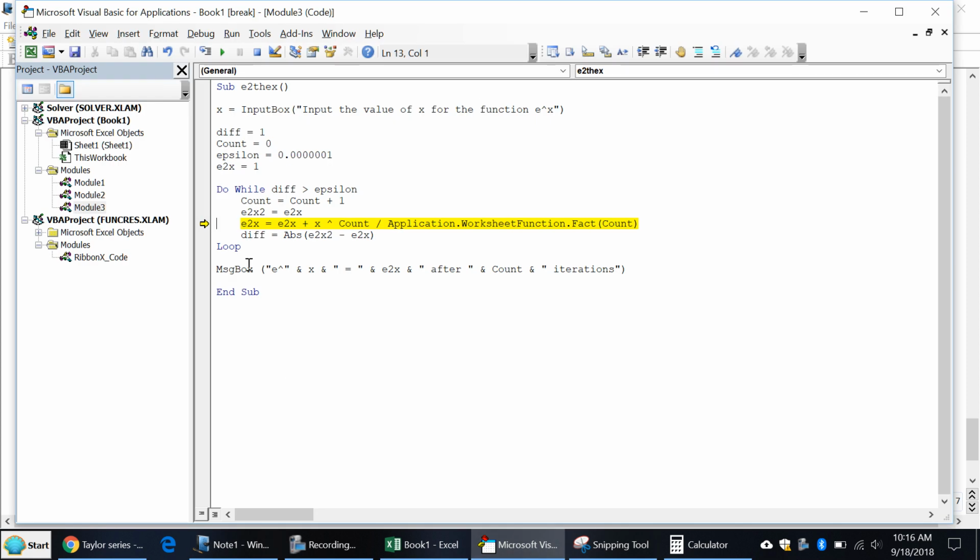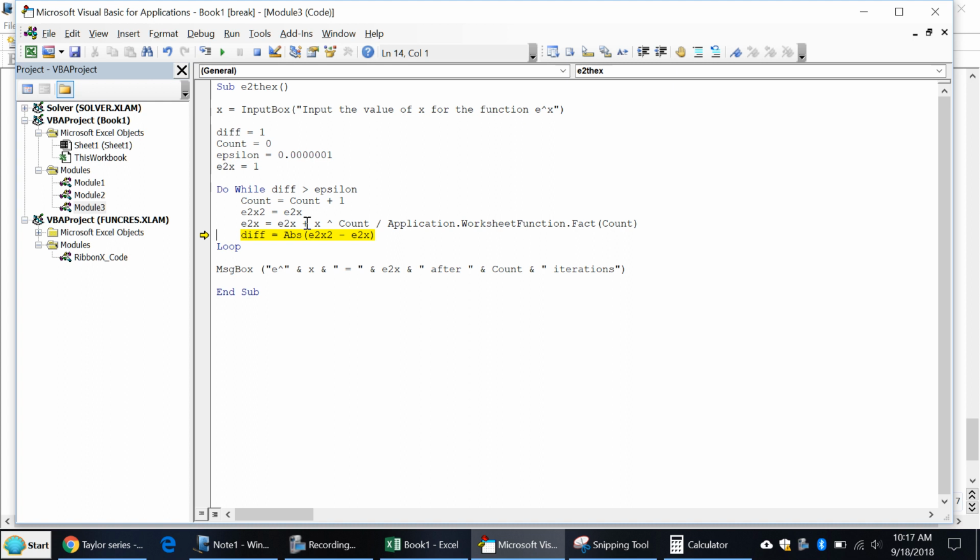So then e to the x is going to be equal now to 1 plus... let's see, how does this work? So this is, count is 1, so x is equal to, what does it say, 3 here?